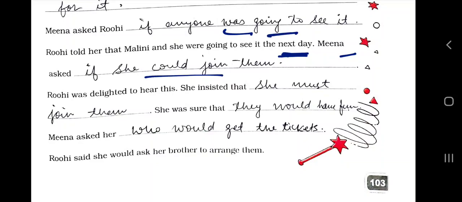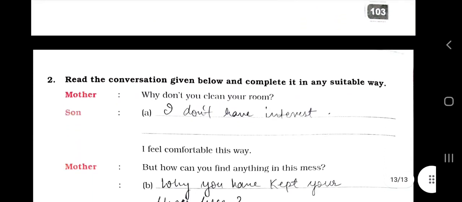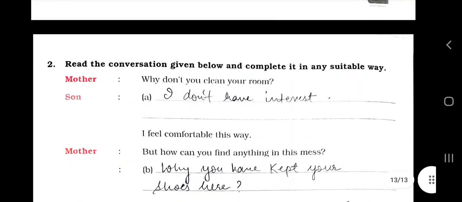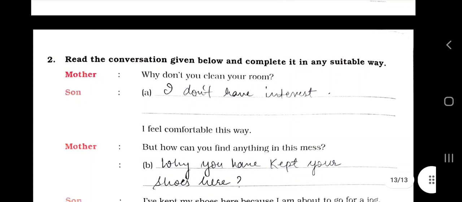Ruhi was delighted to hear this. She insisted that she must join them. She was sure that they would have fun. Meena asked her who would get the tickets. Ruhi said she would ask her brother to arrange them. This was it. Now read the conversation below and complete it in a suitable way. Now you can do it on your own.